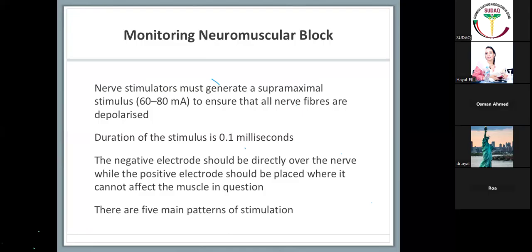There are 5 buttons of stimulation, which are the single twitch, double burst, train of 4, post-tetanic count, and post-tetanic potentiation. So there are 5 buttons of stimulation the nerve stimulator will deliver, or now it is integrated in the anesthetic machine. So you just need to connect to the anesthetic machine, where it will give you a display on the screen of the twitch based on the pattern you are stimulating. Okay.